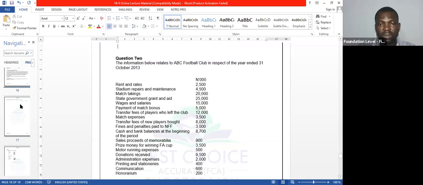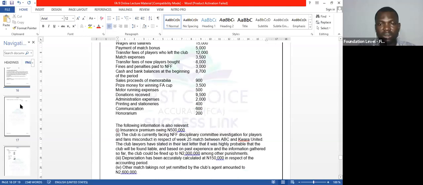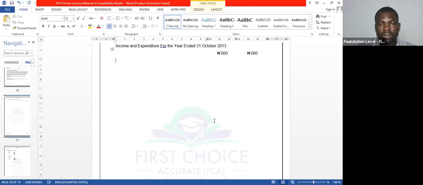Now let's start taking the order. The first one that we have there is income, so income comes first. After income, we have the expenditure.